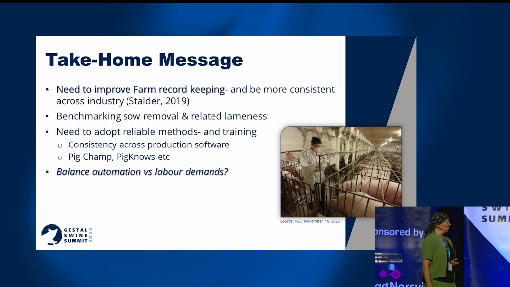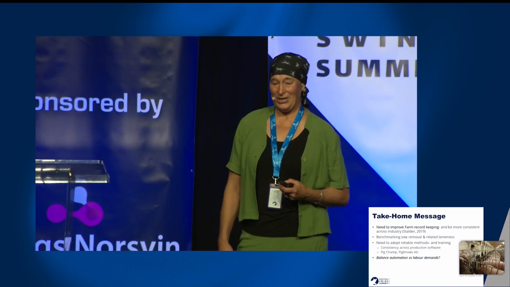I would emphasize that we really need to improve our farm record keeping and be more consistent across the industry, say benchmarking sow removal and related lameness, especially in Canada as we're seeing this transition to group housing being implemented. Now is the time to be watching what changes and what is impacted, so we can identify best practices and implement those things in real time instead of waiting and reading about it later, about the things that went wrong. I think Australia was certainly pressured into going whole hog and making the big change so quickly.